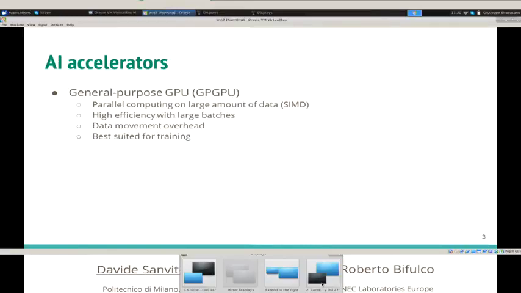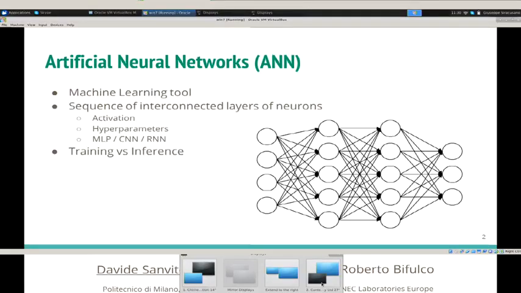Sorry for the delay. Okay, so artificial intelligence is nowadays a very hot topic. In particular, deep neural networks are obtaining outstanding results in many topics. A neural network is a machine learning tool inspired by the human brain. The neural network is a sequence of interconnected layers of neurons. The neuron is the basic unit. A neuron receives as input different signals from other neurons. These signals are called the activations of the neurons. Then it applies an ordinal function to produce an output which is received by other neurons.